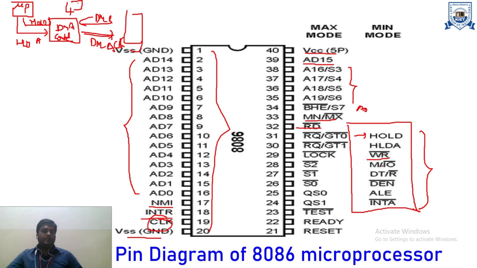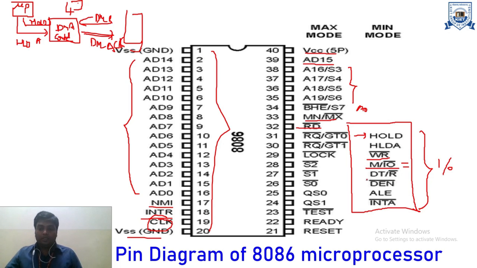WR complement is used for write operations, meaning the microprocessor sends data to the peripheral devices or to the memory. M/IO complement tells whether read and write operations are going on in memory or in the input output device. If the M/IO complement value is 1, read and write operations are performed through memory. If its value is 0, read and write operations are performed through peripheral or input output devices.